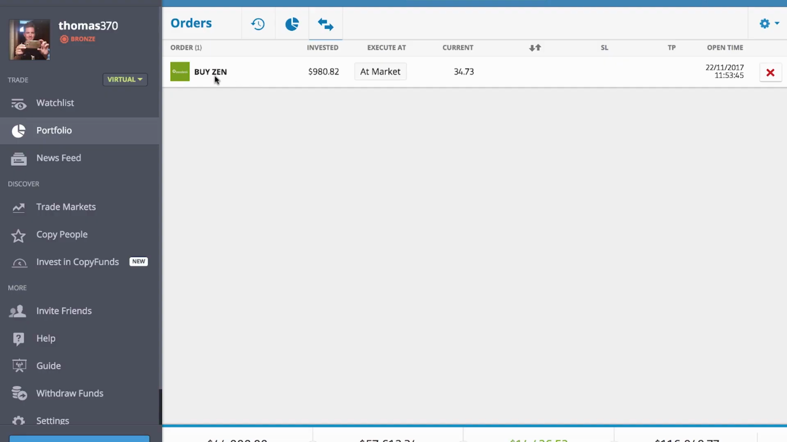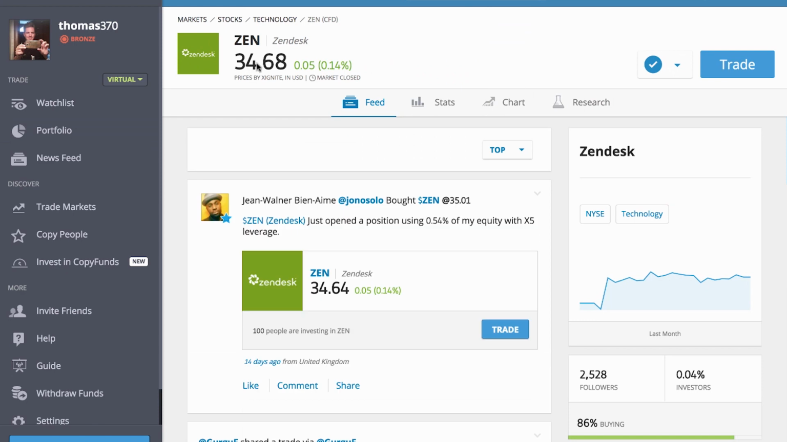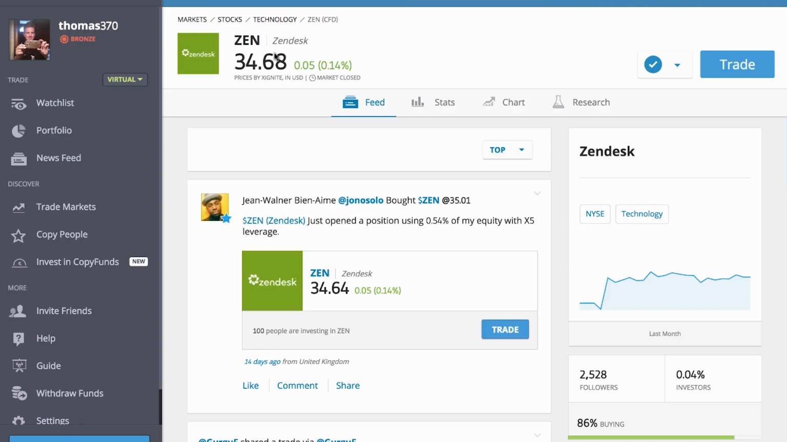Now it might be that yesterday Zen was at a certain price. If we go back to Zen, sometimes the price changes overnight, you see. Yesterday when it closed it was at 34.68. Sometimes people buy amounts of stock after the market closes and before it opens, so it might open today slightly higher or lower. Unless there's an earnings report, then it can change massively overnight. But otherwise it usually only changes a small amount, unless there's some big news.